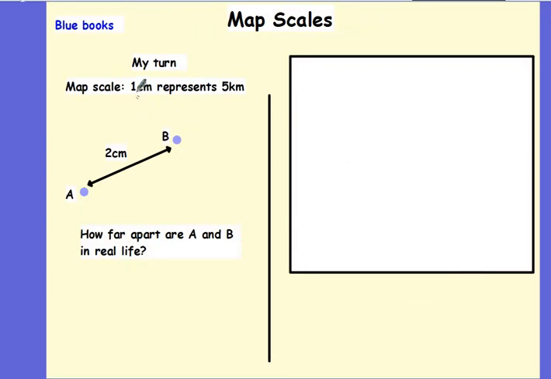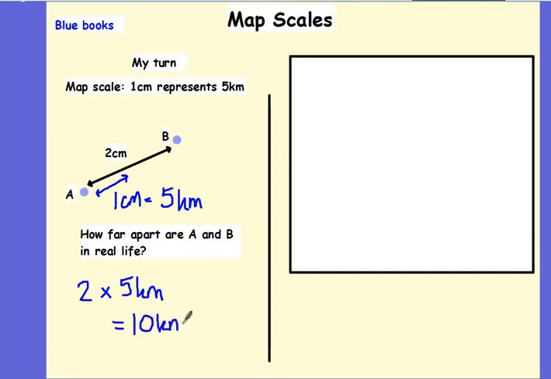Okay, so sometimes on a map 1 centimetre won't represent 1 kilometre. Sometimes 1 centimetre might represent more kilometres. In this case, 5 kilometres. So A and B are 2 centimetres apart. How far apart are they in real life? Well, now we know that for every 1 centimetre, in real life, that's actually 5 kilometres. So to work this out, we need to do 2 times 5 kilometres. So in real life, A and B are 10 kilometres apart.